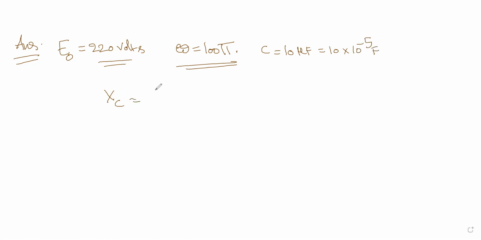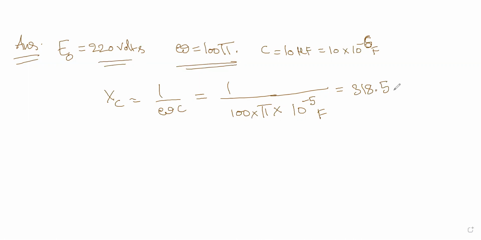And now Xc we have to find, that is 1 by omega C, right? So 1 by omega is 100 into pi into the C value is 10 to the power of minus 5 farad. So if you apply this, we get an answer of 318.5 ohms. This is the answer you get for the Xc.